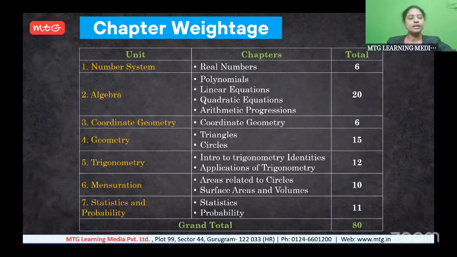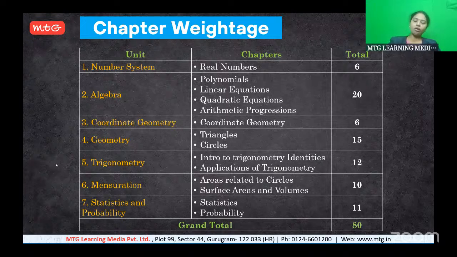Coming to the chapter weightage, this chapter again belongs to the category of Algebra, where you have a complete weightage of 20 marks. On an average, you can expect 5 to 6 marks from this chapter as well. So Chapter 3 has a weightage of 5 to 6 marks.